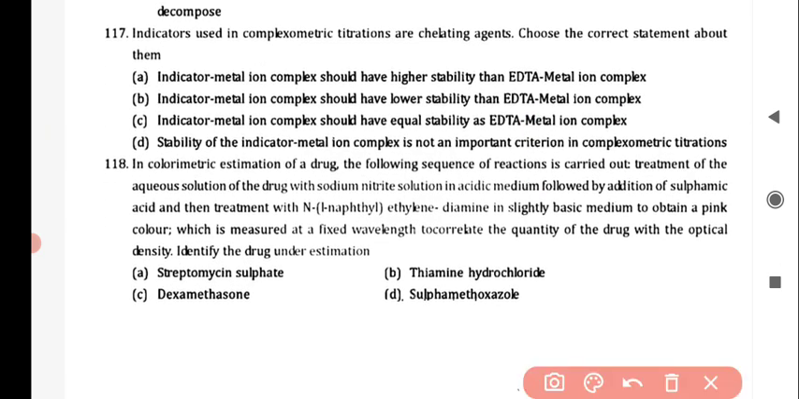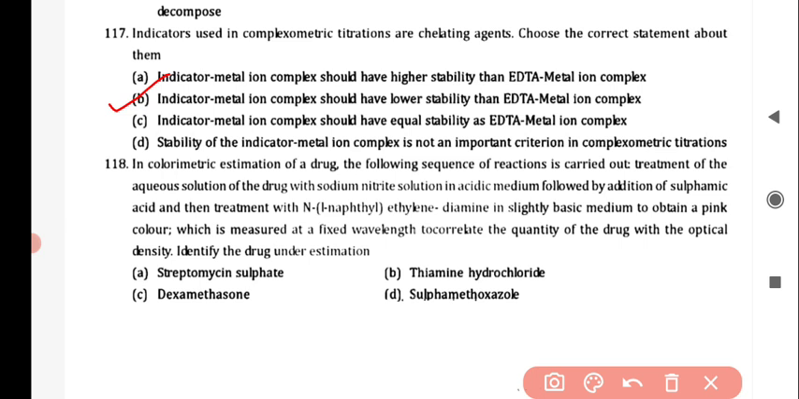Next question is, indicators used in complexometric titrations are chelating agents. Choose the correct statement about them. So the correct answer is option B, that is indicator metal ion complex should have lower stability than EDTA metal ion complex.